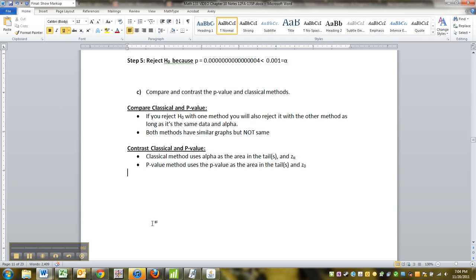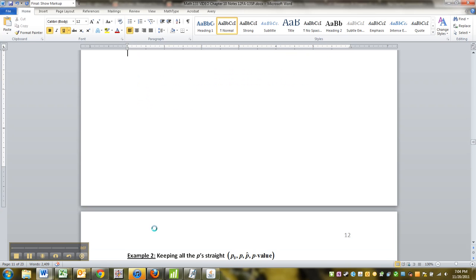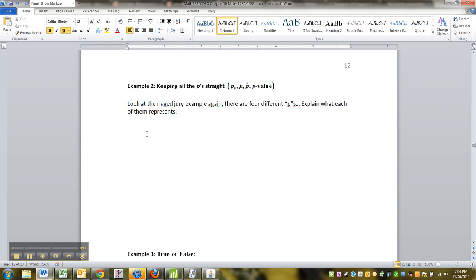All right, so now that we've compared and contrasted the p-value and classical methods to some extent, although that'll be something we continue to do as we move on, let's think about how many p's there are floating around here. We have 4 different p's in this problem alone. So let's list what each one of them was to remind ourselves.